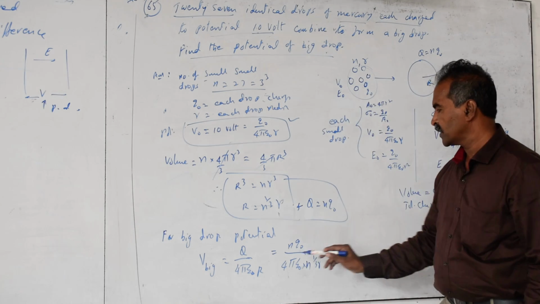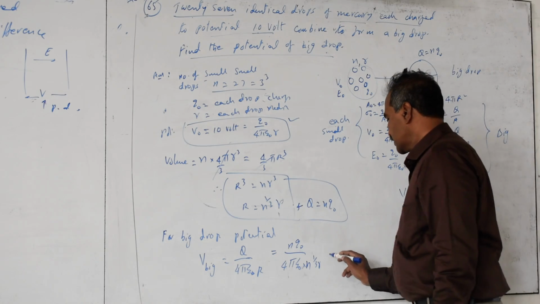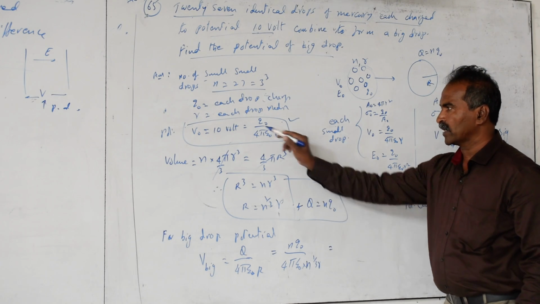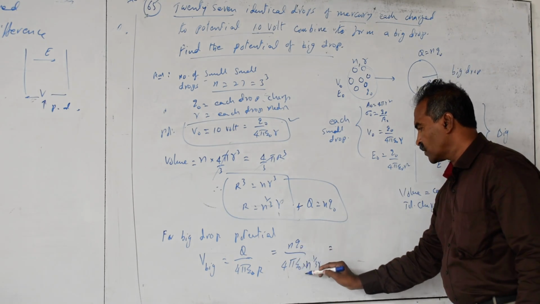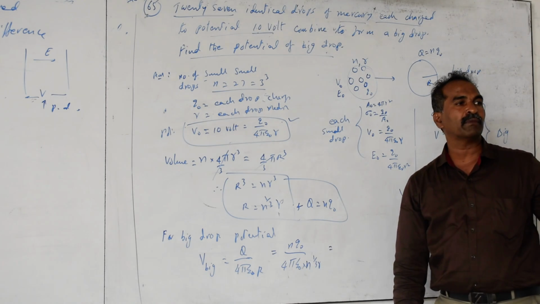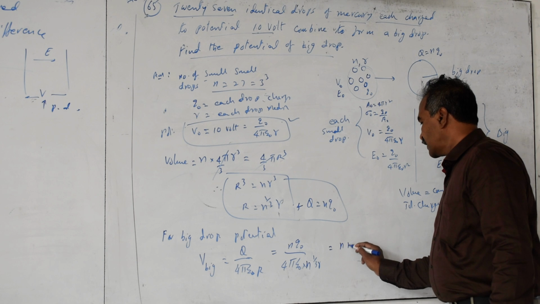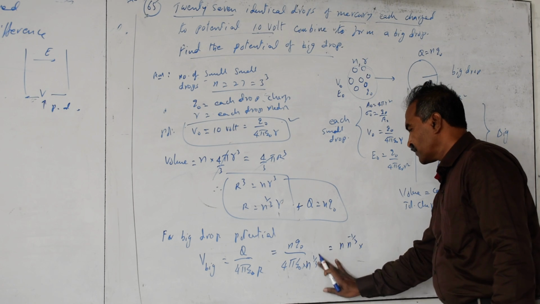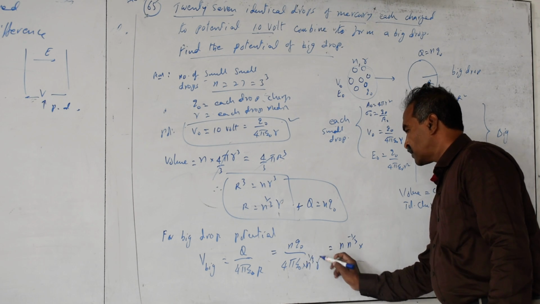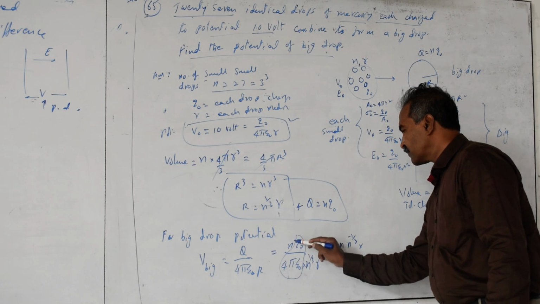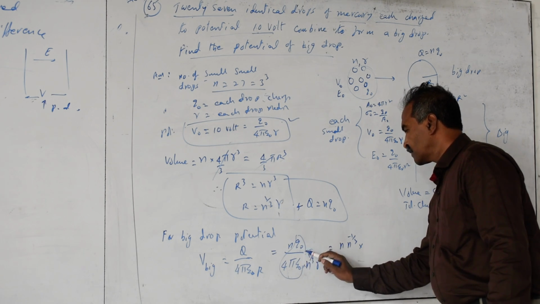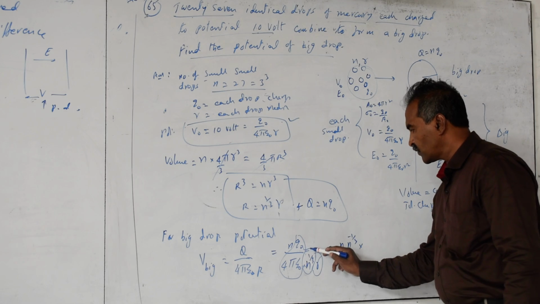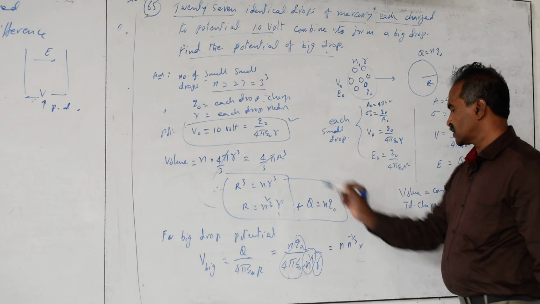Capital R is n to the power 1 by 3 into small r. So this becomes Q naught by 4 pi epsilon into R, which is nothing but equal to V naught. I am not putting the value, I am writing down the symbols. So this part becomes V naught into n to the power of minus 1 by 3. So what I get is n into n to the power of minus 1 by 3 into Q naught by 4 pi epsilon into small r. This part, if you have taken, is nothing but equal to V naught.